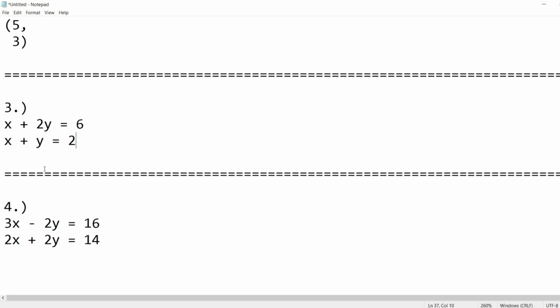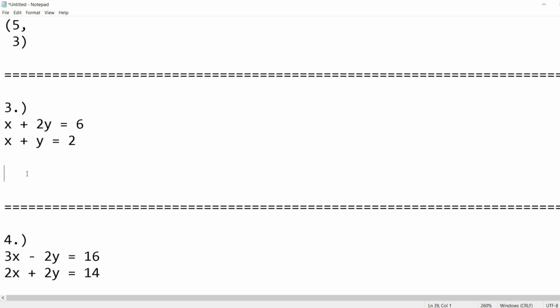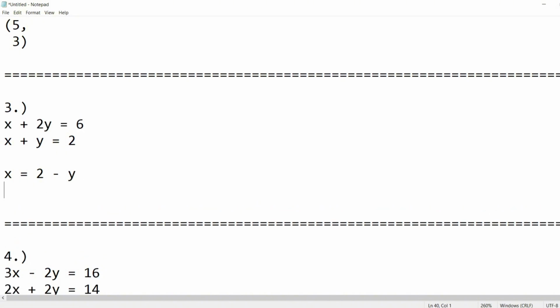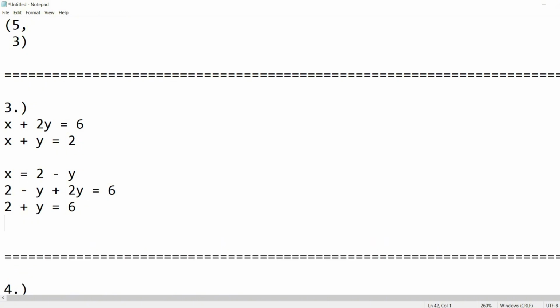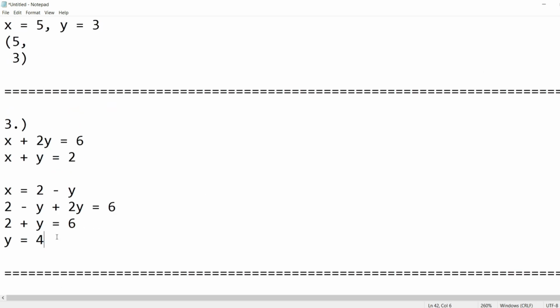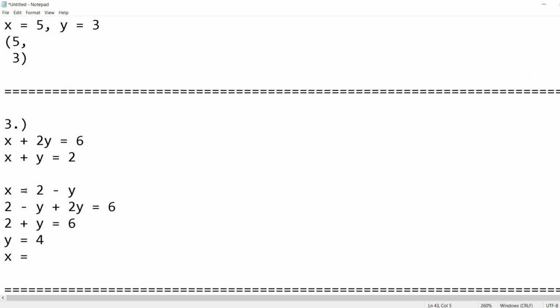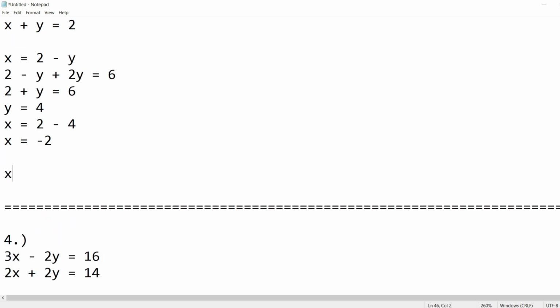Okay, I'll walk through the rest of the problems just for the sake of it. Let's use the substitution method this time. So if x plus y equals 2, then x equals 2 minus y. And if x equals 2 minus y, then x plus 2y equals 6 can be written as 2 minus y plus 2y equals 6, which we can simplify to 2 plus y equals 6. So therefore, subtract 2 from both sides and we obtain y equals 4. Then if y equals 4 and x is 2 minus y, substitute in y equals 4 and we obtain x equals 2 minus 4, so x equals negative 2.